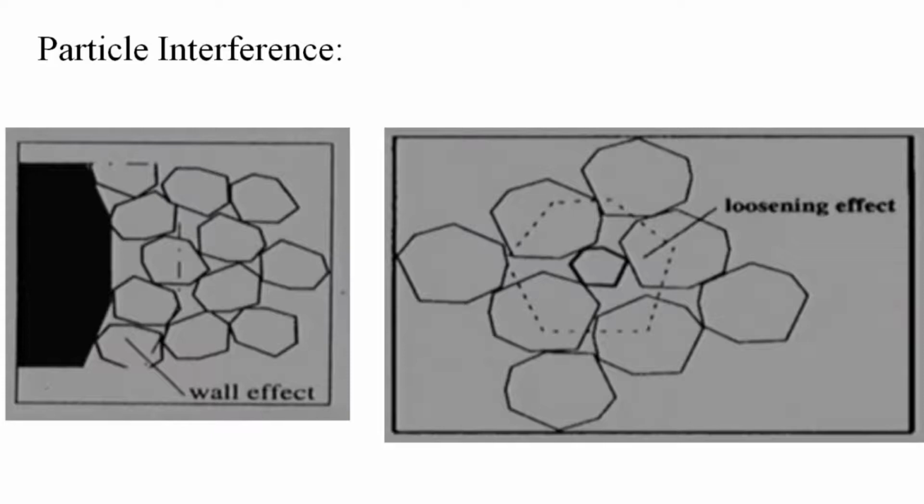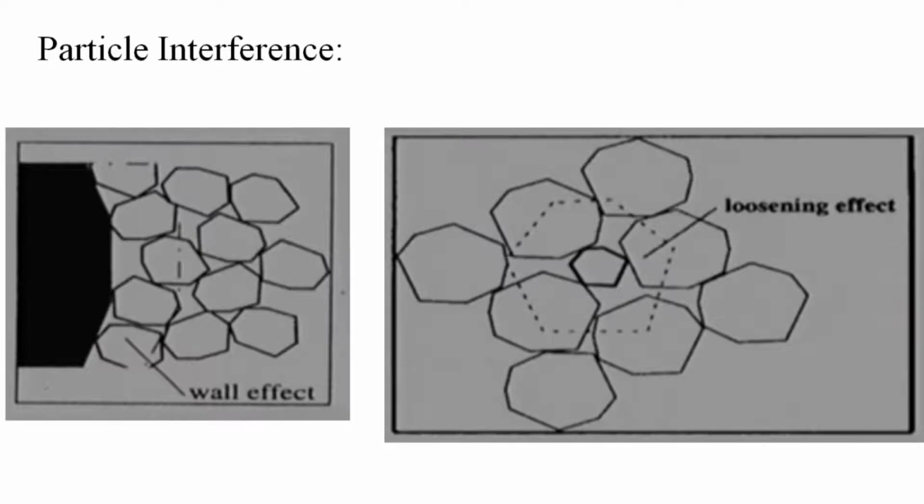In the second figure, a fine aggregate system is being introduced into a coarse aggregate system and there arises an improper packing, and that is called the loosening effect. This all happens because of particle interference. That is, a proper packing is not maintained between different types of aggregates, meaning a coarse aggregate and a fine aggregate system. If a proper packing is not ensured, then it leads to the development of voids.